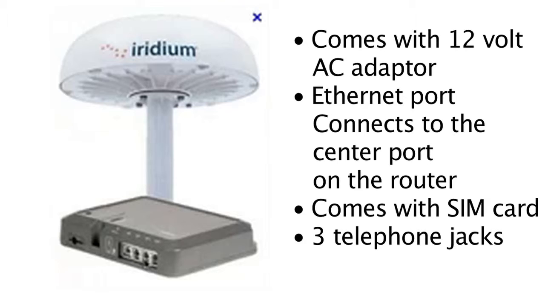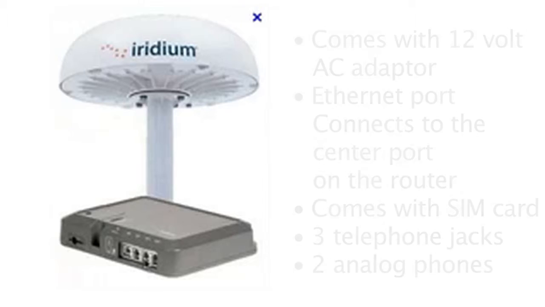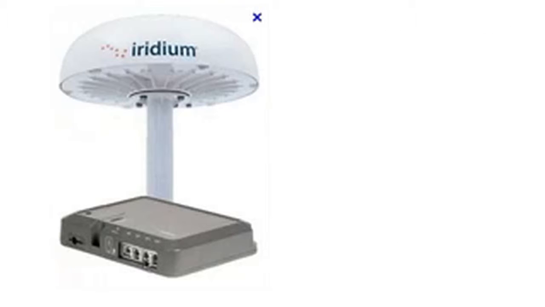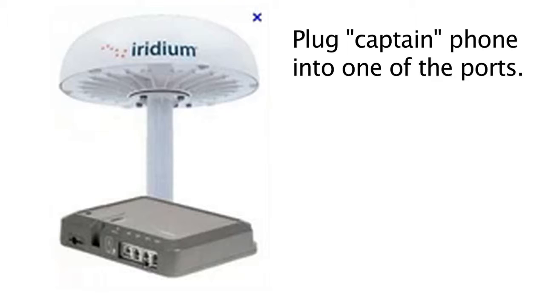There are three telephone jacks here. Your system comes with two analog phones. They'll be in the box. Just take one of the analog phones, probably the one that says Captain, and then just plug it into one of the ports. There's three ports there.